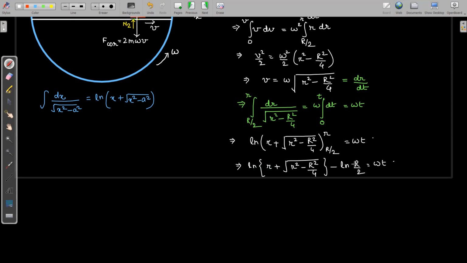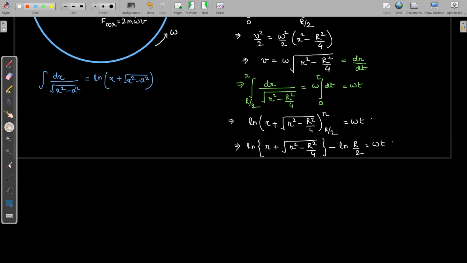This is omega t. Now this is of the form ln of a minus ln of b, which is ln of a by b. So I can write this expression as r plus under root of small r square minus capital R square by 4, and I can take this R by 2 term to the right, and e power omega t. We get this expression, right?